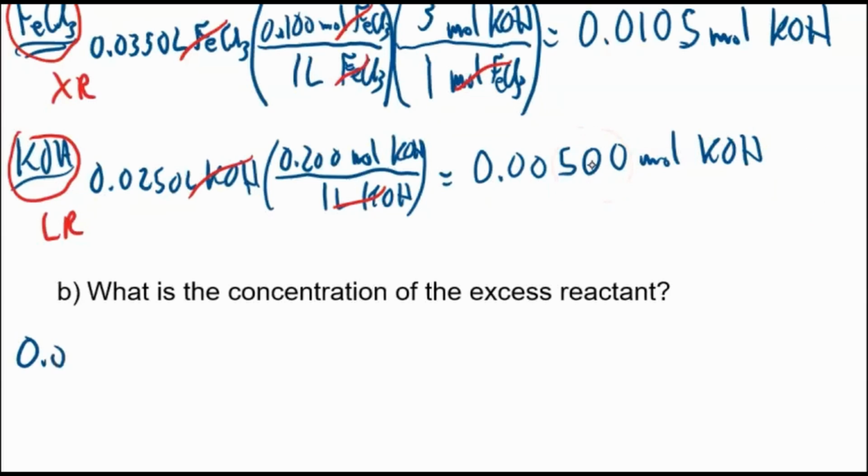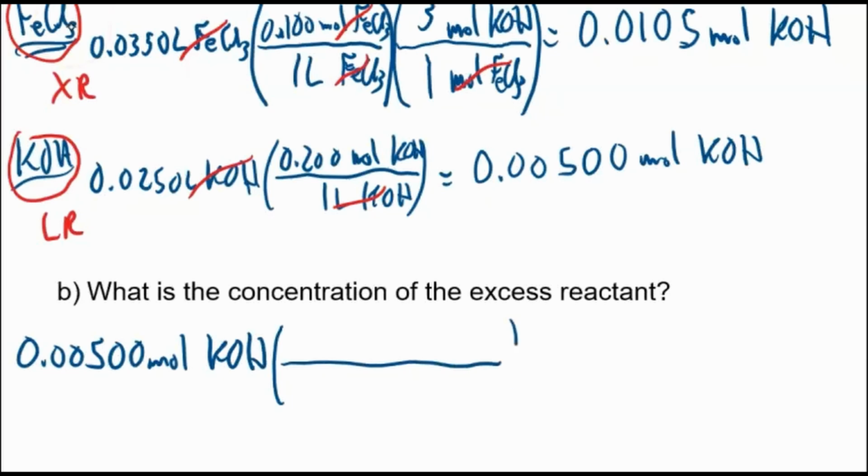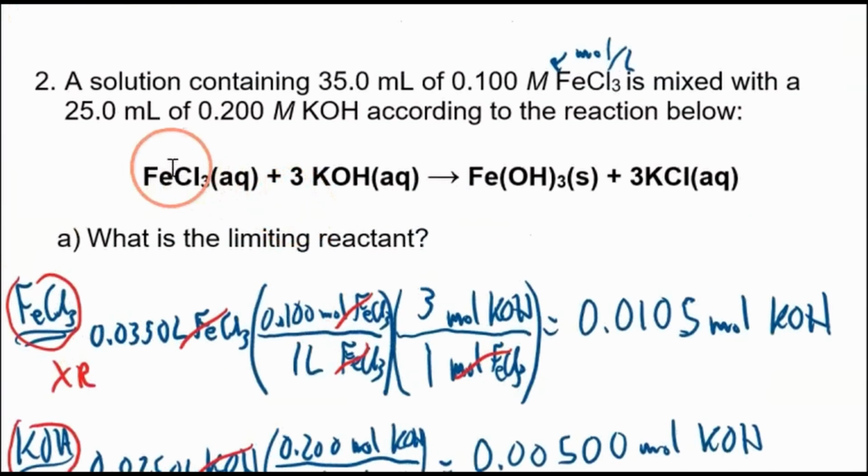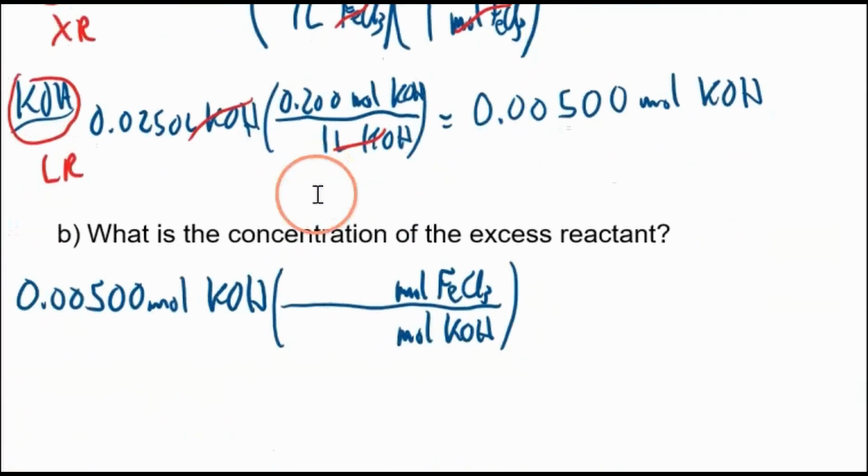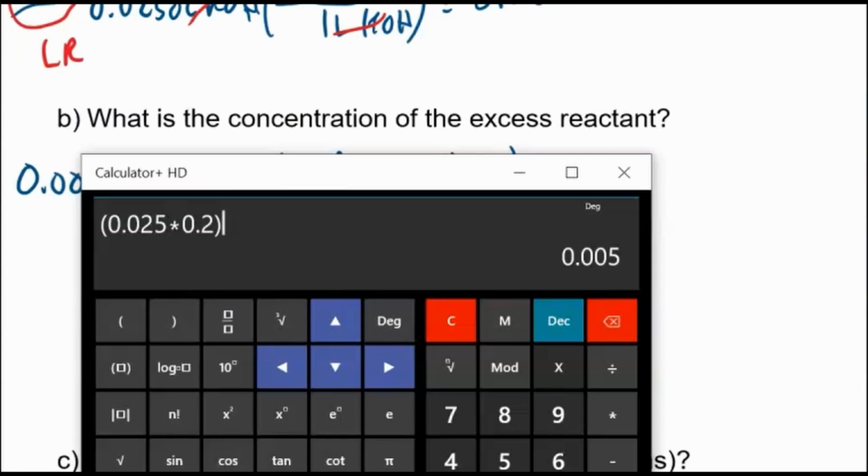So we have 0.00500 moles of KOH, and we want to know how many moles of FeCl3 we need. So we use the balanced equation to go from moles of one compound to moles of the other. We want moles of KOH to cancel out. We want moles of FeCl3. And on our balanced equation, for every 1 mole of FeCl3 that reacts, we need 3 moles of KOH. So it's a 1 to 3 ratio. Okay, so we can divide this by 3.